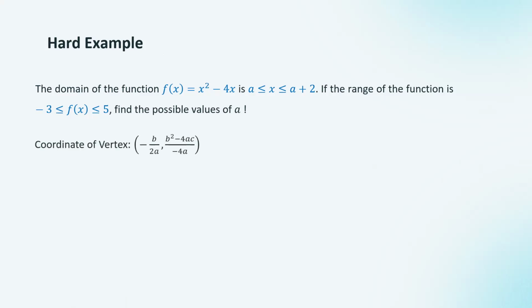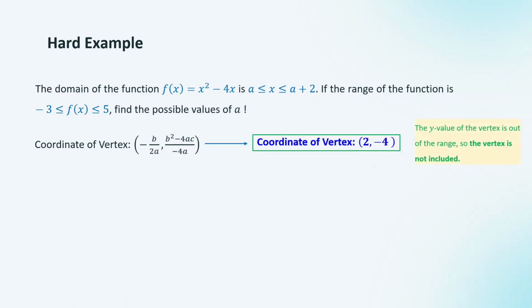First, we need to find the coordinate of the vertex, because we need to know whether the vertex is included or not. We don't know what the domain is, but we know the range. So we want to check whether the y value of the vertex is included in the range of this function. We input the ABC values in the formula, and we get that the coordinate of the vertex is (2, -4). Now, let's look at the extreme value, which is -4. This is outside the range defined in the function. So therefore, we know that the vertex is not included.